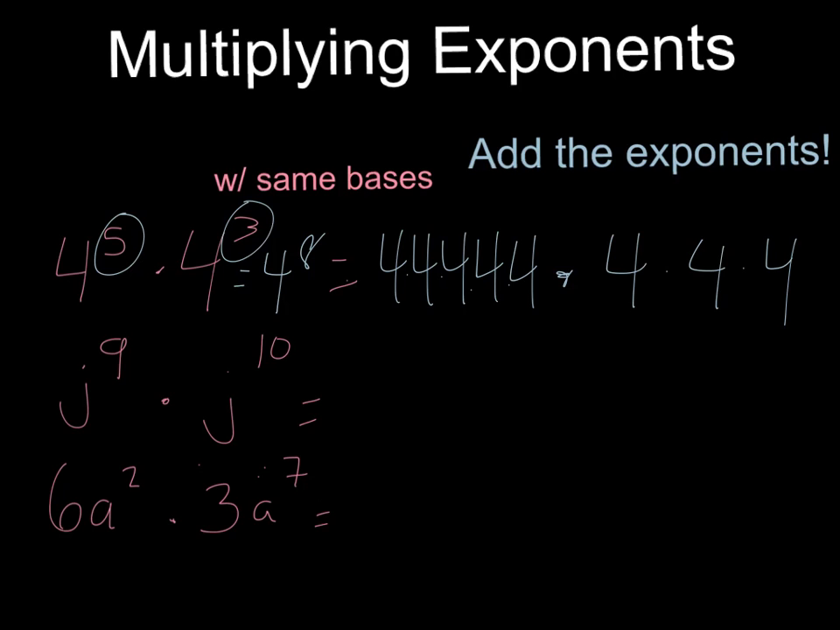That means j to the 9th times j to the 10th is 9 j's times 10 j's, which will give us j to the 19th. I'm not going to write all those out because that's a waste of both your and my time.